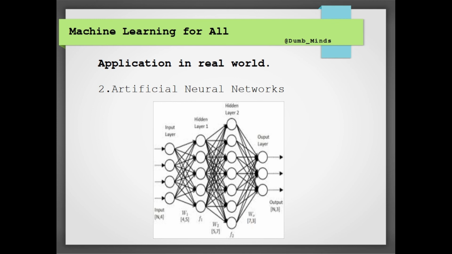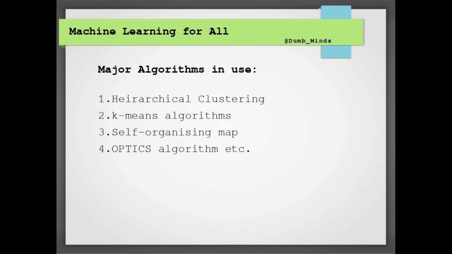Now let's get to know some basic algorithms that are used in it. The first thing we'll consider is hierarchical clustering, and after that we'll have the k-means algorithm, self-organizing maps, OPTICS algorithm, and more. I'm not going to explain all these things in this tutorial because they are a bit harder to learn. So we'll get to know about all these algorithms in the upcoming videos. Just keep in mind that these algorithms belong to unsupervised learning.